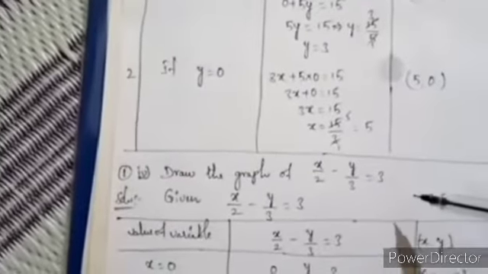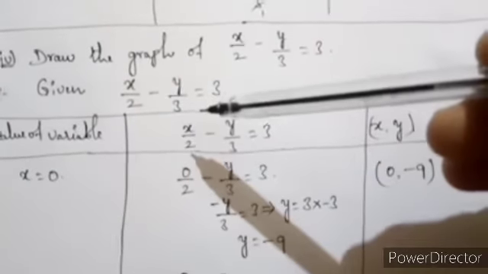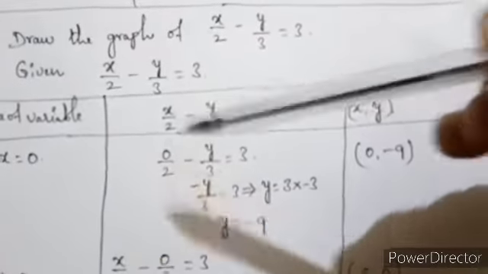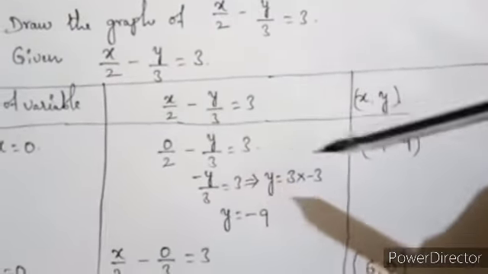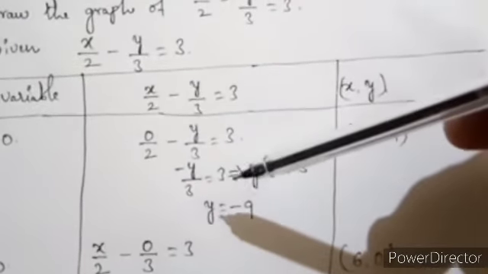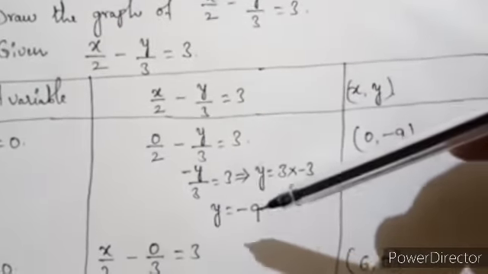And next, draw the graph of x by 2 minus y by 3 is equals to 3. It is the fifth problem in the first bit. Now the given equation is x by 2 minus y by 3 is equals to 3. Take the value of the variable x is equals to 0. The equation becomes 0 by 2 minus y by 3 is equals to 3. So 0 by 2 is 0 only, so y by 3 is equals to minus 3. So y is equals to 3 into minus 3, it becomes minus 9. So 0, minus 9.